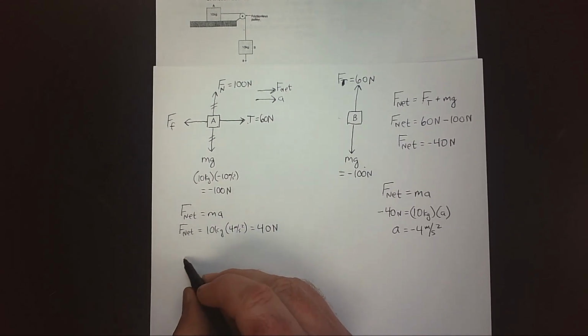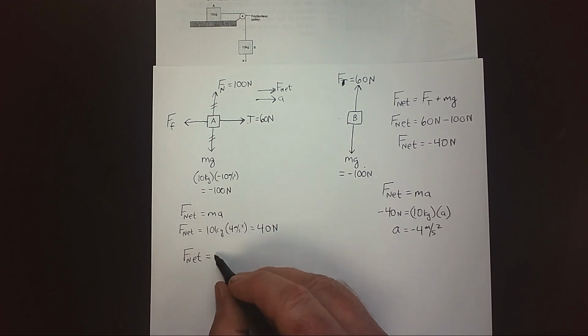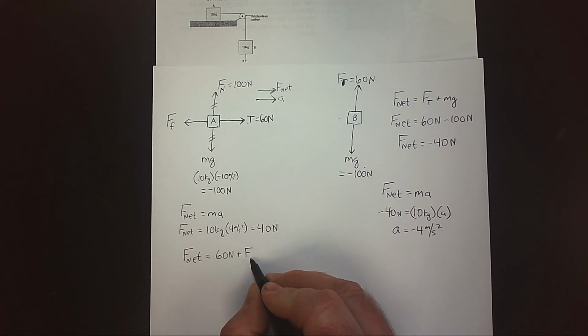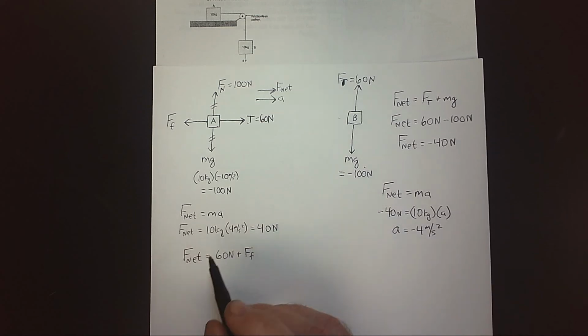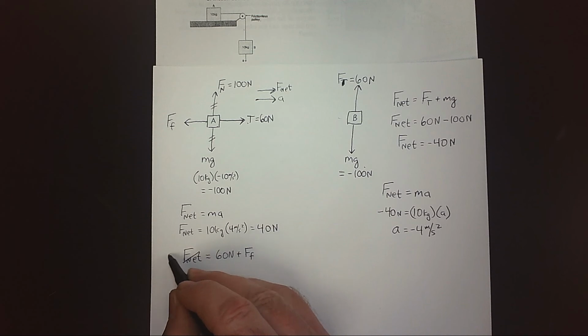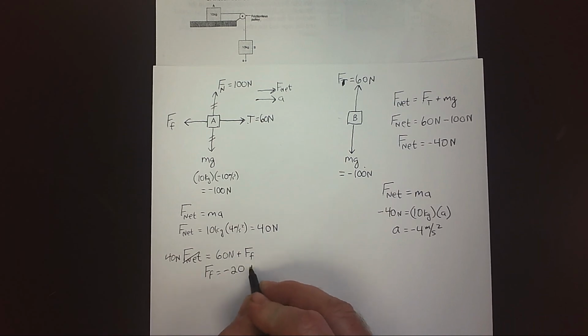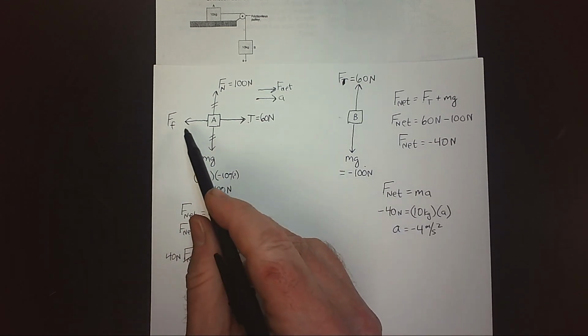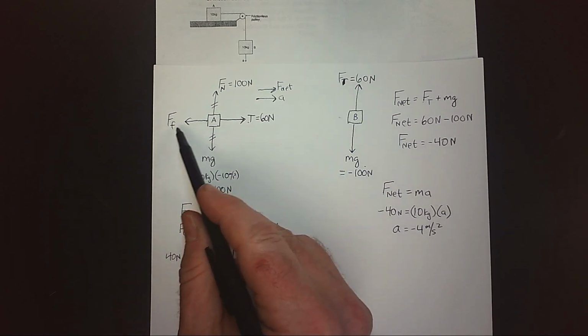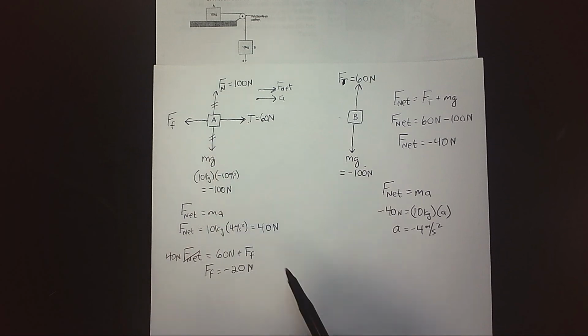So let's scoot this up. We've got the net force is equal to the 60 newton tension force plus the force of friction. And my net force was 40 newtons. Let's go ahead and replace this as 40 newtons. I forgot to do that. And so once I subtract 60 from both sides, I figure out the force of friction is going to be negative 20 newtons. And again, it's only negative because we've got the friction force pointed to the left, which we've called the negative for this particular box.